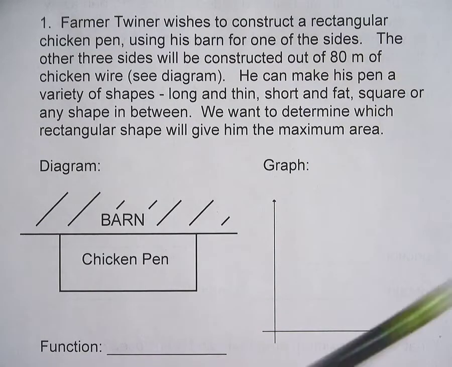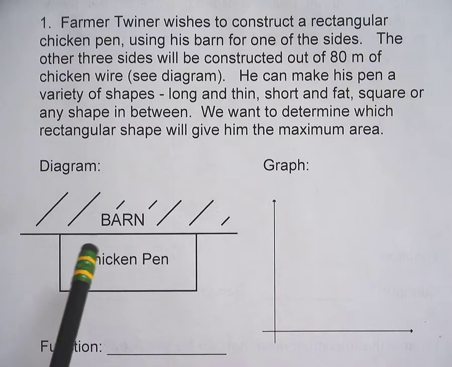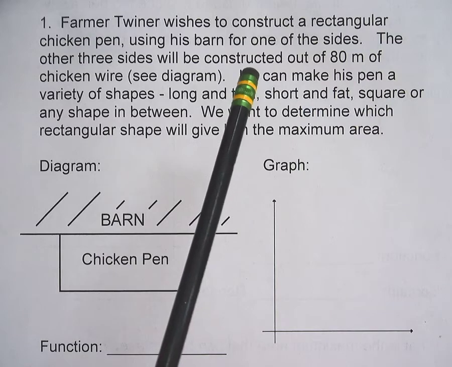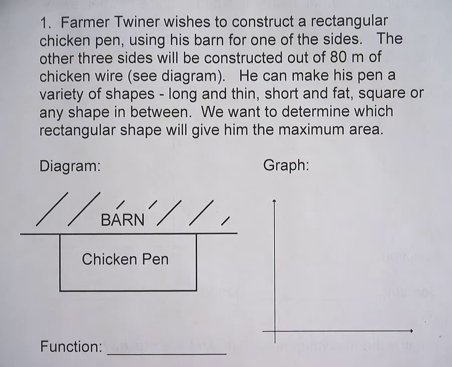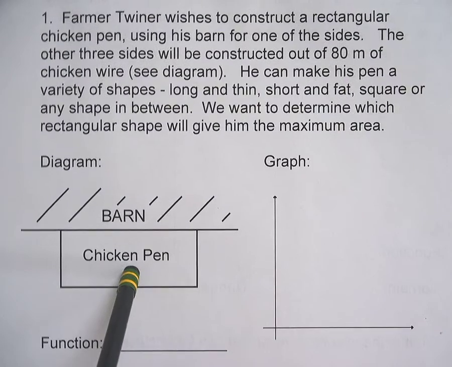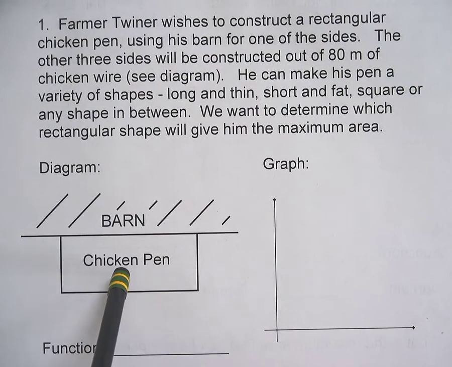So, Farmer Twiner wishes to construct a rectangular chicken pen. Oh, look, here it is. Using the barn for one of his sides. The other 3 sides will be constructed out of 80 meters of chicken wire. He can make his pen in a variety of shapes, long and thin, short and fat, square, or any shape in between. We want to determine which rectangular shape will give him the maximum area. So what shape would he have to make this chicken pen in order to give him the maximum area?